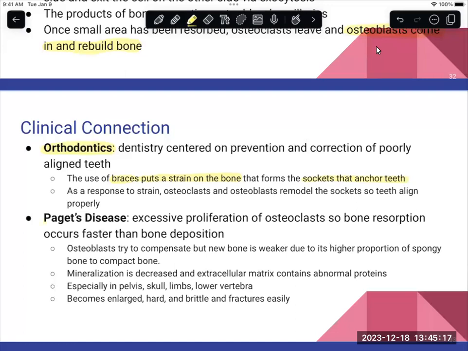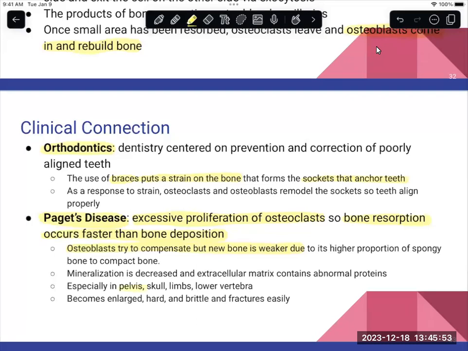Something else, Paget's disease. With Paget's disease, it's too much. Those osteoclasts are working too hard. So they're breaking down more bone than new bone can be laid down. And because of this, those osteoblasts are working really fast to try to compensate. So that bone becomes much weaker. It's not as strong as bone should be.